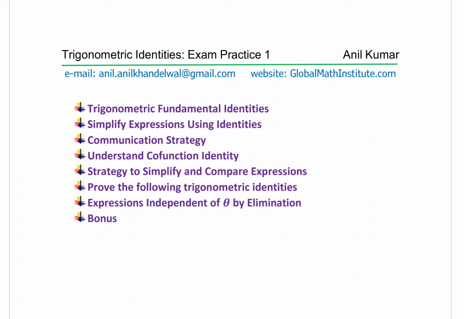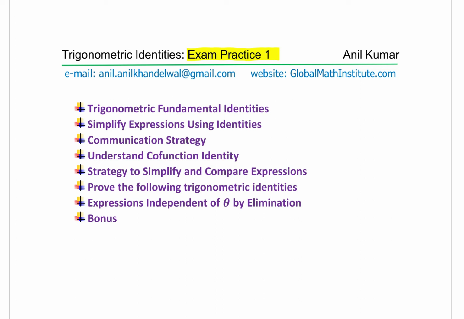In this unit, we have learned about the fundamental trigonometric identities. We have also seen how to use these identities to simplify expressions, to solve equations, and to prove identities. Based on our learnings, here is your very first exam preparation test.